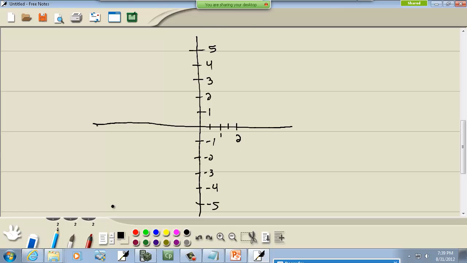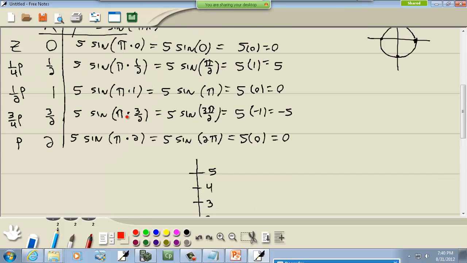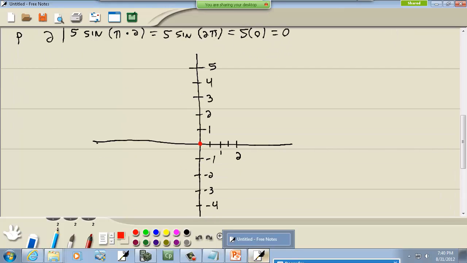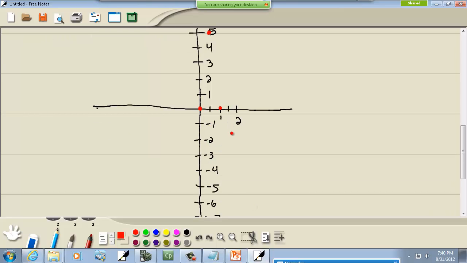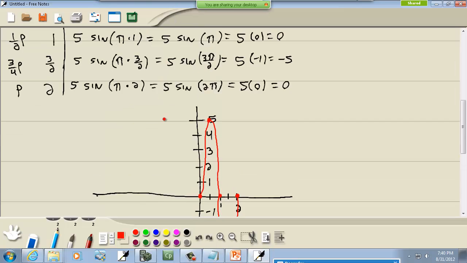There. Okay, so our first point is 0, 0. Our next one will be 1/2, 5, to be right up there. The next one should be back down to here. This one should be down to negative 5. Then this one should be back to here. Okay, let me sketch that roughly. Okay, looks like this. Use your imagination. Those are nice and smooth and look like the sine graph.